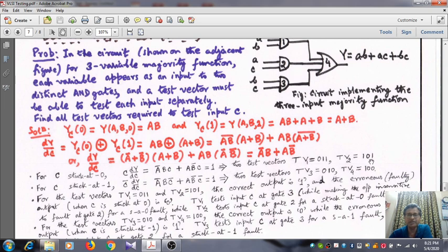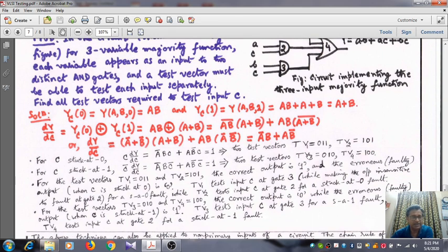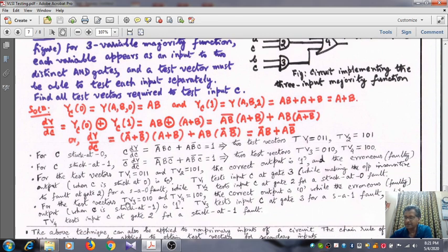TV2 equal to 1, 0, 1 sensitizes this, and the first and third are desensitized. Similarly, for the test vectors TV3 equal to 0, 1, 0 and TV4 equal to 1, 0, 0, you can easily understand that these are meant for testing the stuck at 1 fault occurring at C. Which one is for gate 2, which one is for gate 3, you can easily tell me.